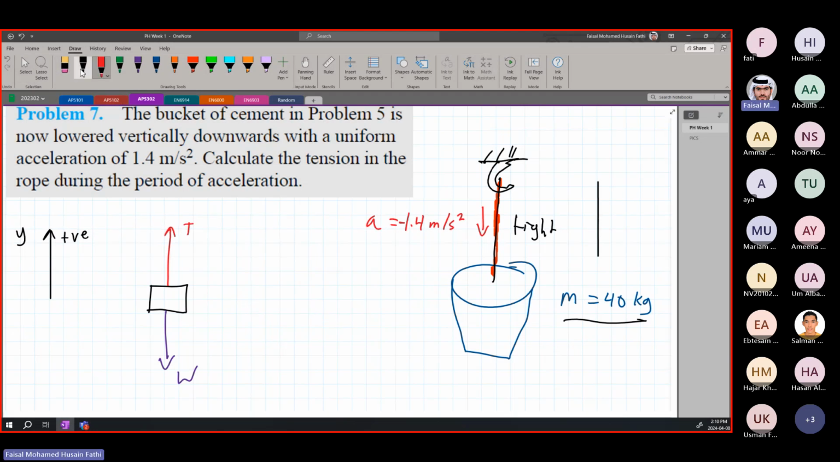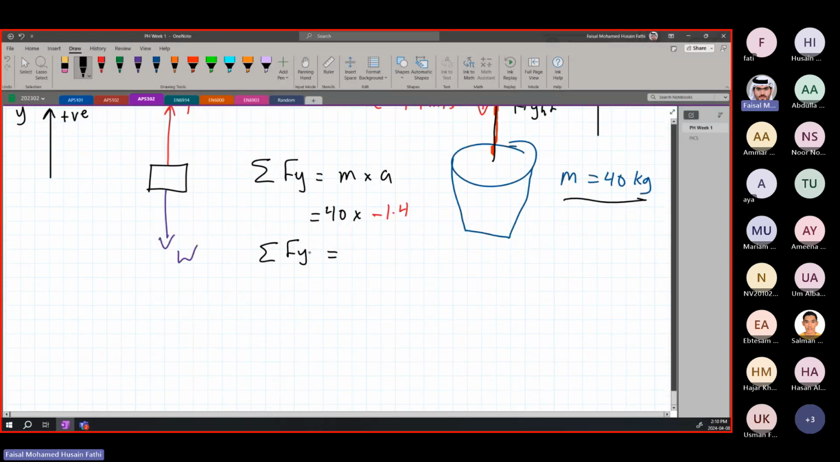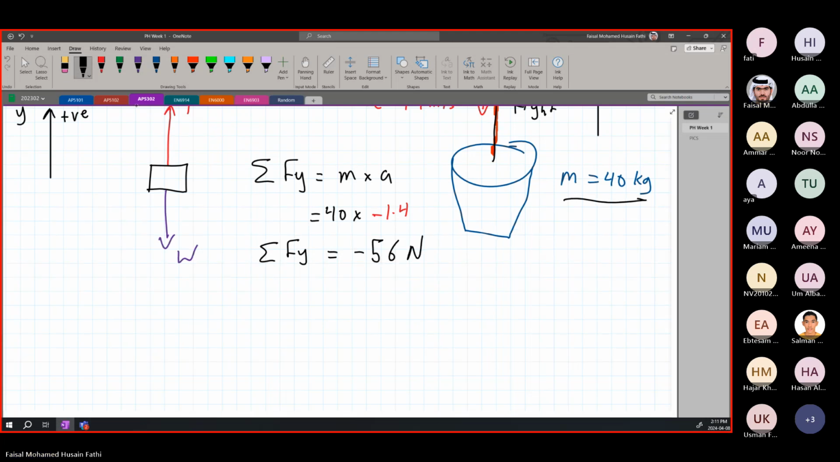And we're going to apply the same equation again. Sigma Fy is equal to m times a, which is equal to 40 times minus 1.4. Remember this is negative because of the direction. So sigma Fy is simply equal to minus 56 newtons. Again, we know sigma Fy is equal to tension plus weight, which is now equal to minus 56 newtons. Okay?